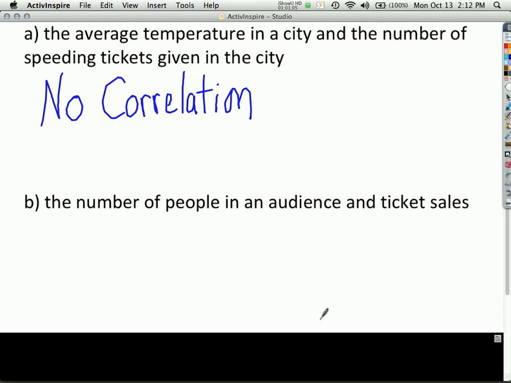So let's pretend that it's an empty auditorium and there's going to be a show starting. And you can only sell tickets, and one person can buy one ticket, and that's it. So if I sell 10 tickets, how many people are in the audience? 10. If there's 10 people in the audience, how many tickets did I sell? If there's 20 people in the audience, how many tickets did I sell? So they move up together, right? The audience increases, the ticket sales increases; the ticket sales increases, the audience increases. That's a positive correlation. As one increases, the other increases. And so this is positive.